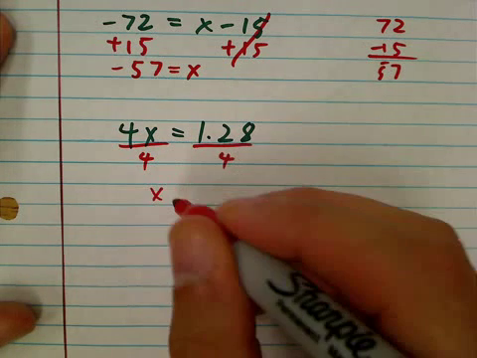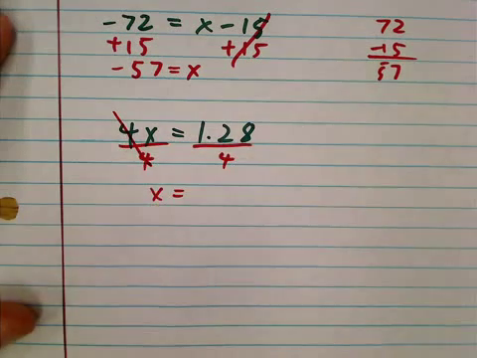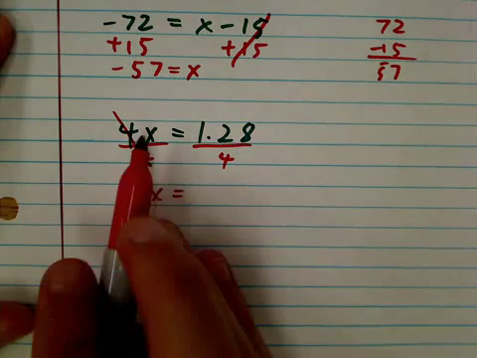Okay, that's just going to leave me with x. And those 4's will cancel out. I like to show that canceling out. So I know I just have an x over here.